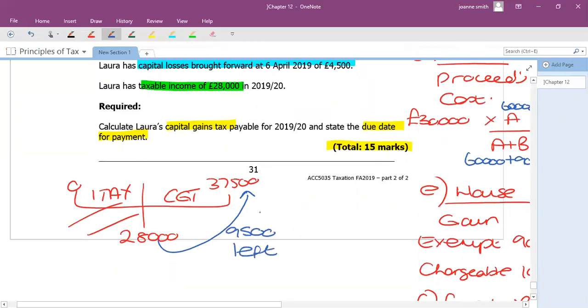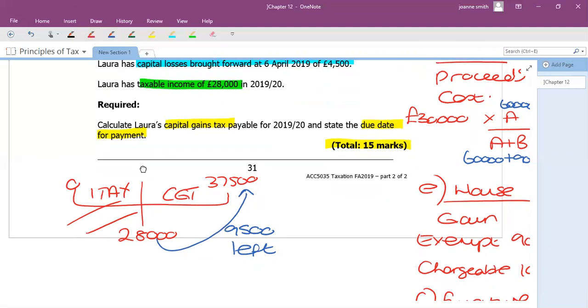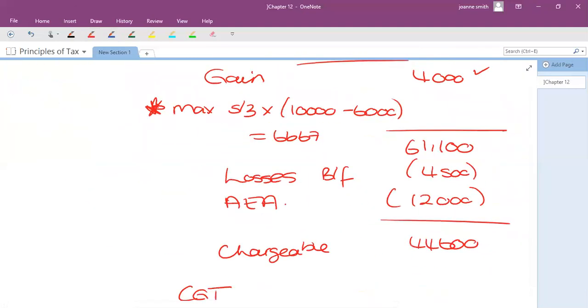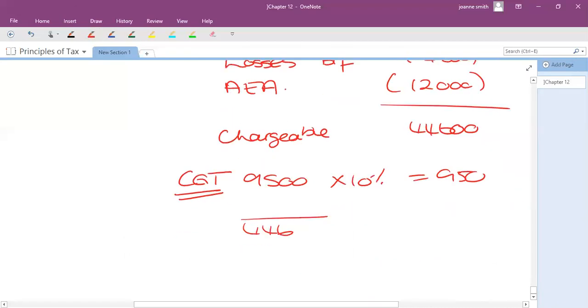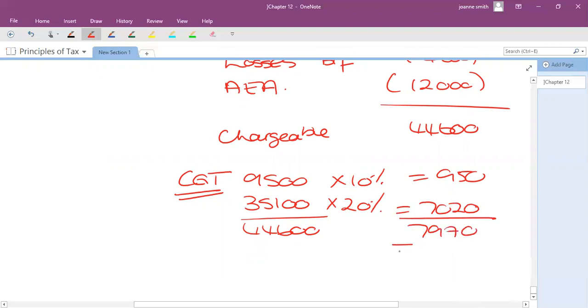So that means that proportion of her gain can be taxed at the lower rate of tax, which is 10%. So 9.5 is at 10%. That gives me 950. And the rest of the 44,600, which leaves me with 35,100, will be taxed at 20%. So in total, I've got tax of 7,970.